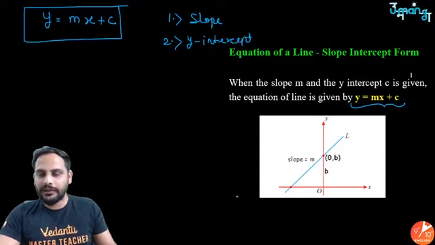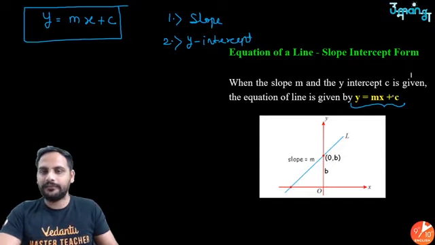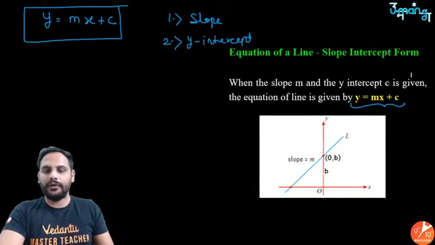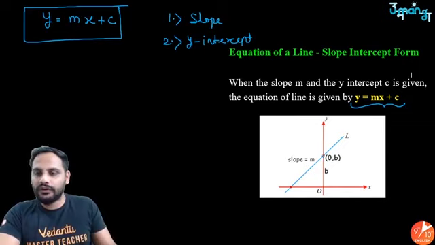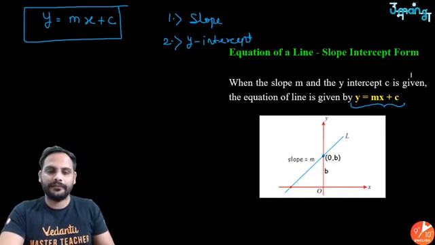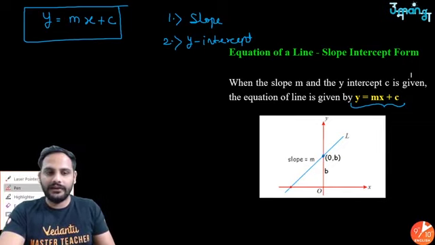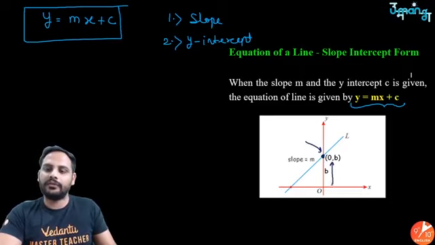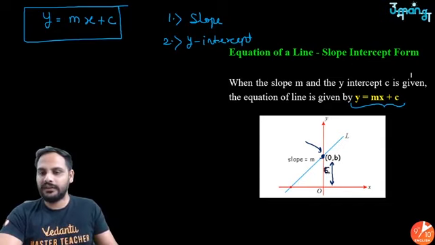What is the y-intercept? If I draw this line, at what point is this line going to intersect the y-axis? That is called the y-intercept. So the y-intercept over here is B. If we know this, let's make it C for equation purposes. Okay, for equation purposes make it C.